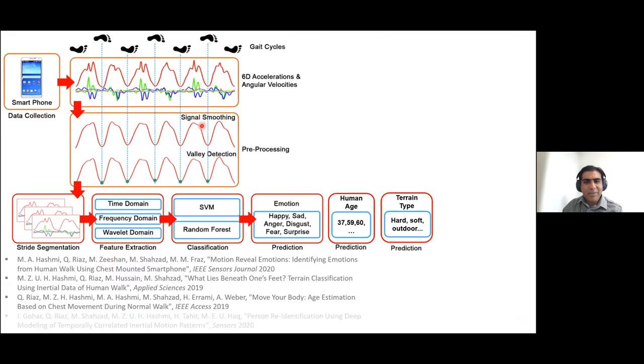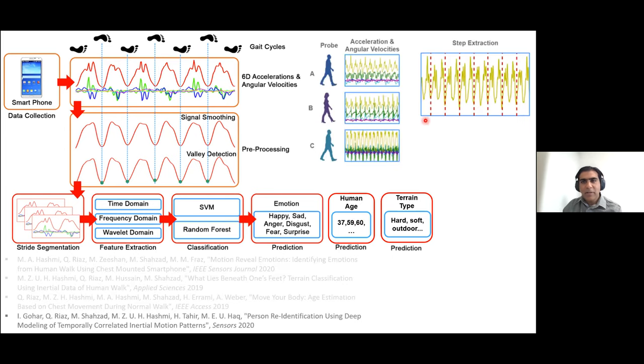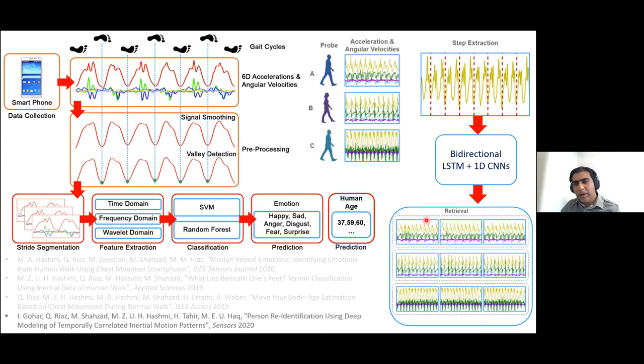Finally, just before summing up, I also did some work on gait analysis, where a person has a smartphone, and we extracted the inertial sensor data. We segment out the individual steps from the inertial data and do some time series analysis and extract some soft biometrics, for example, emotions, human age, and terrain type. And we also did some work where we have the pattern of one particular person and the pattern of another person, and we did step-wise analysis and trained a bidirectional LSTM to retrieve the patterns of a particular person. So this is basically person re-identification, but using inertial data.